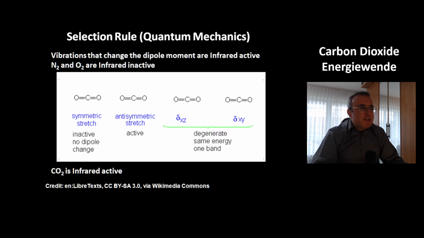And this picture shows the different vibrations of the CO2 molecule. At the left, you have the symmetric stretch. In this case, the partial moments cancel each other out, and that's why it's infrared inactive. However, the CO2 molecule can also stretch antisymmetric. And this is infrared active because now the partial charges don't cancel each other out. And the bending of the CO2 molecule is also infrared active.